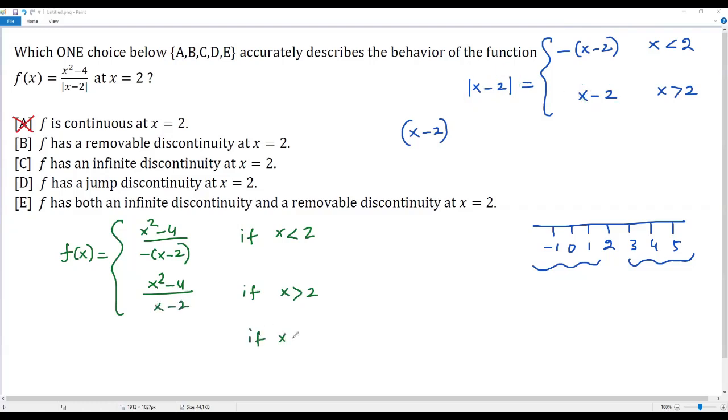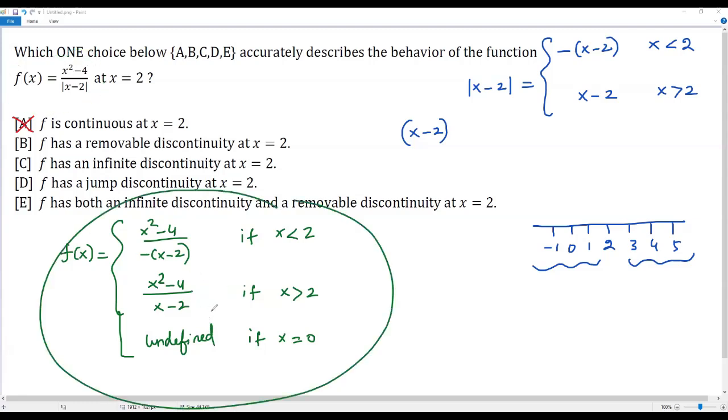So what if x is equal to 2? If x is equal to 2, the function becomes undefined. We can write that here. So now I have redefined the given function as a piecewise function, as we have done here.